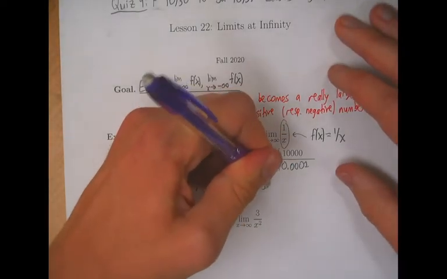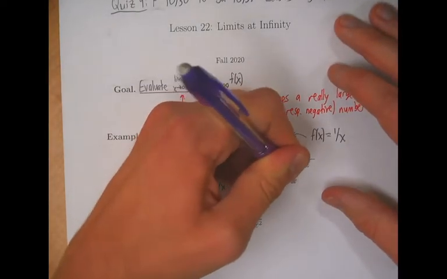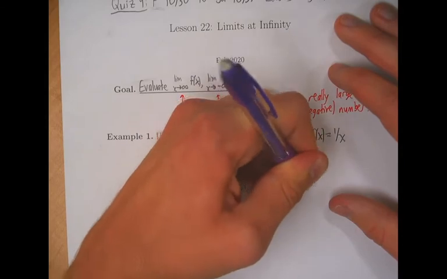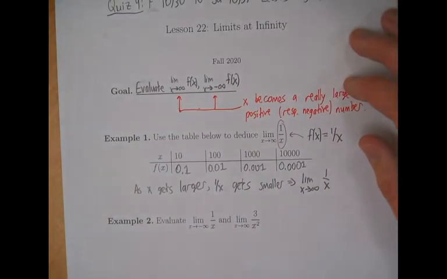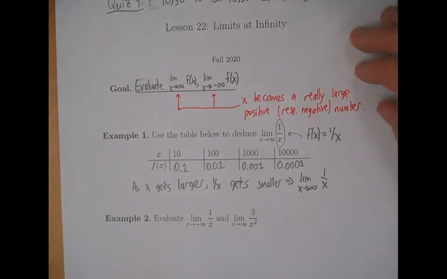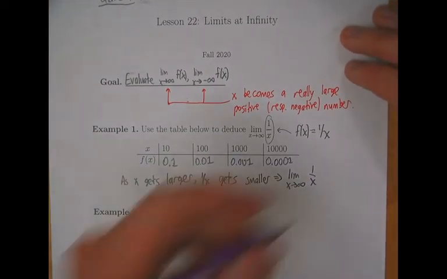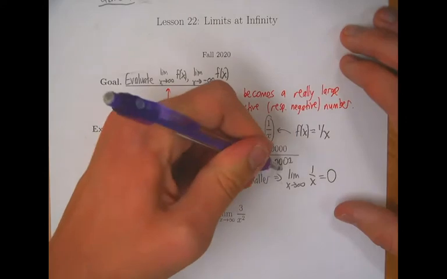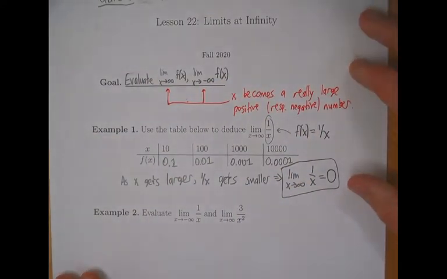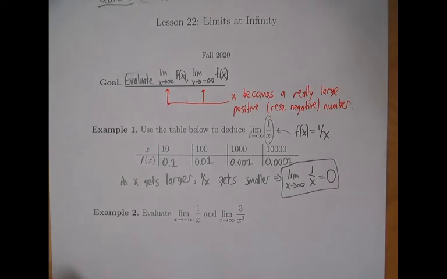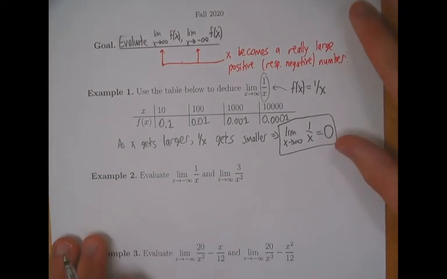Good. So as a result of this, what should that tell you about the limit as x goes to infinity of 1 over x? It just goes to 0, right? And that's it. That's example 1. Okay. So, any questions on that? Okay. All right, so now let's move on to example 2 then.